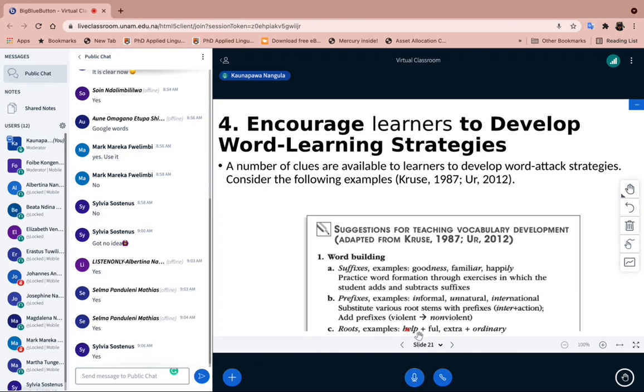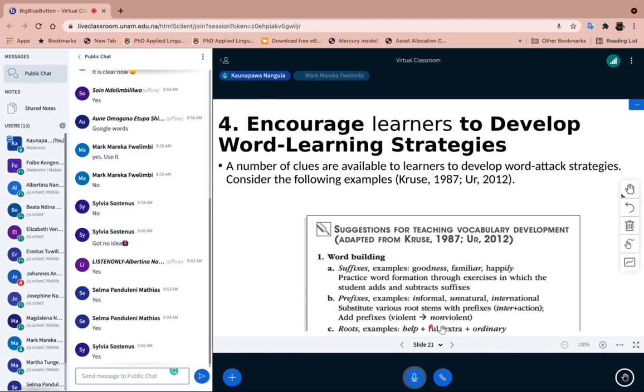Between help and full, which one is the root word? Like, which one is the root part? Helpful, which one is the root? Extraordinary, which one is the root? What do you think? Let's just focus on helpful. Help. Yes, Mark? Oh, help, yes. Help. Yeah, that's correct. Help.